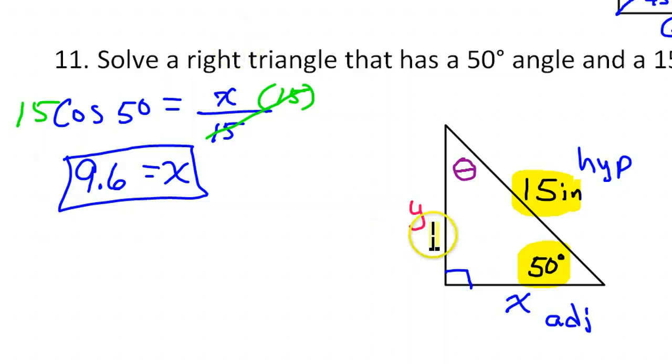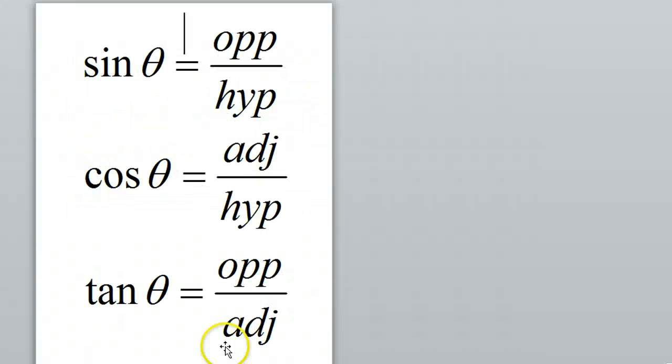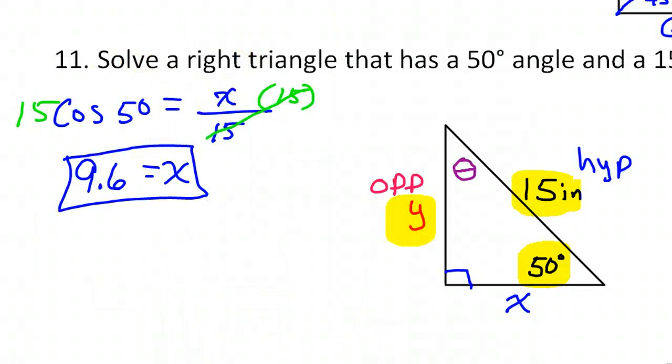So if I'm looking for Y now, which trig function am I going to do? Okay, I can forget about that. I'm all done with that. Well, this is still the hypotenuse. So this Y is opposite angle 50. So this is opposite. So I've got opposite and hypotenuse. Which trig function is that? That is the sine function, opposite over hypotenuse. Okay, so I will set up my sine function. So sine of 50 equals opposite over hypotenuse.